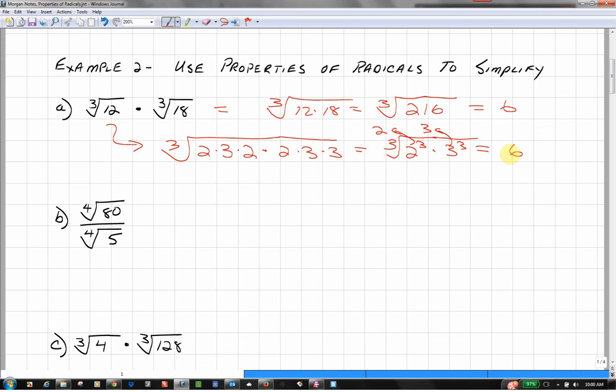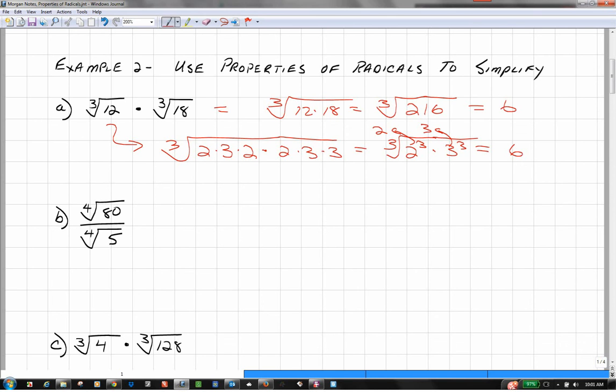The next one is the 4th root of 80 over the 4th root of 5. So when I approach this, one thing to know is you can never have a radical in the denominator. So that 4th root of 5 has to go. It can't stay that way. If I could divide the 5 into the 80 evenly, then that's going to get rid of my denominator.